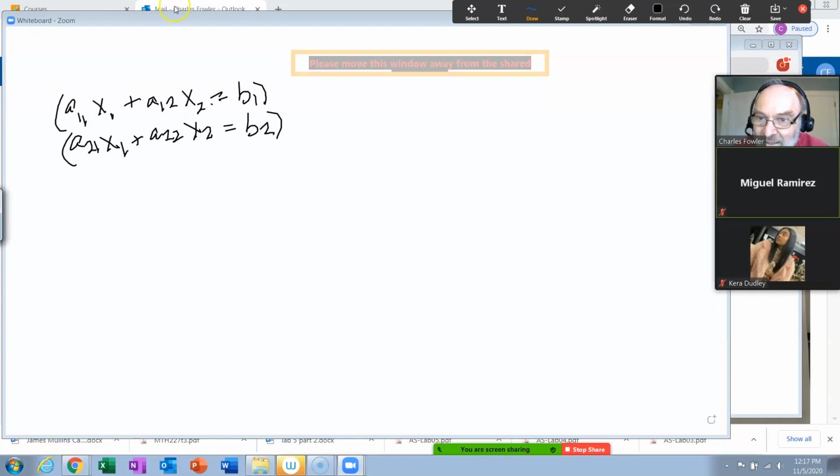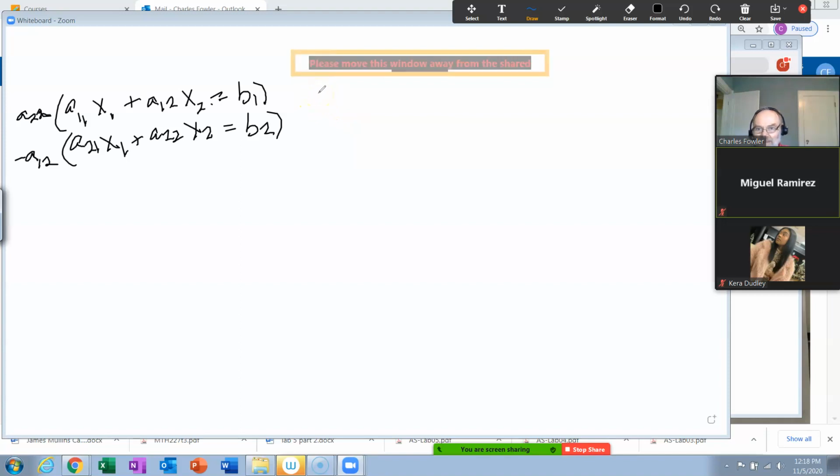If we wanted to eliminate x2, say, then we're going to multiply one of these equations, let's say the top one, by A22, I believe that's right, A22, and multiply the bottom equation by minus A12. Now, it's so much easier when you have numbers here rather than letters with subscripts. They get really messy. But let's do what we just said.